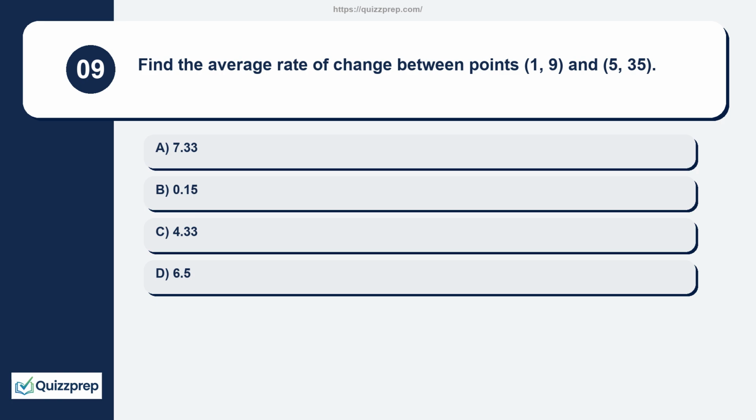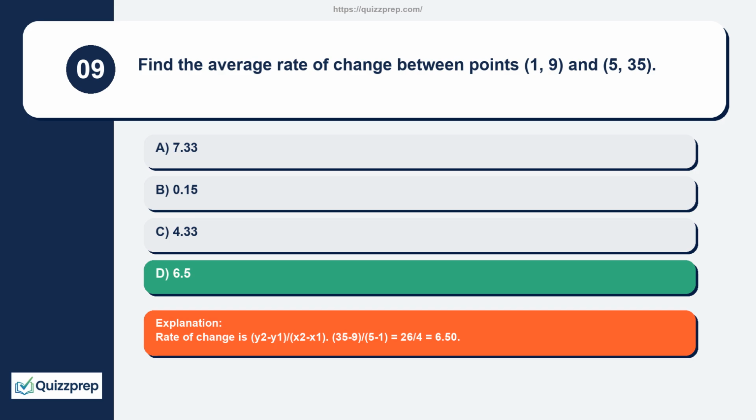Question 9. Find the average rate of change between points (1, 9) and (5, 35). Options: 7.33, 0.15, 4.33, 6.5. Rate of change equals (y2 - y1) / (x2 - x1). 35 minus 9 over 5 minus 1 equals 26/4 equals 6.50.